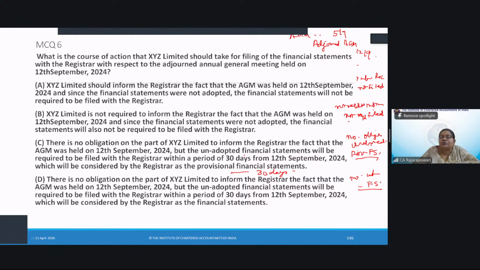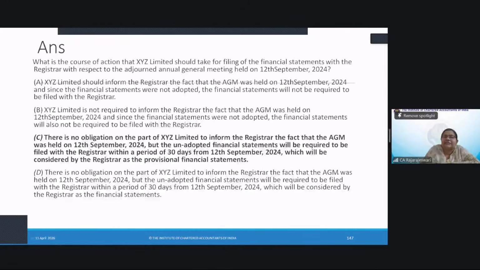Now, it was adjourned to 12th September. Then one rule is that whatever members are present there, they will form a quorum. But unfortunately, they have not adopted the financial statement. See, the rule says even in the adjourned meeting, if there is no quorum, the members personally present shall form the quorum. So quorum is there for the adjourned meeting, but the accounts were not adopted in the financial statement. So in that case, whatever be the situation, you should file it within 30 days.